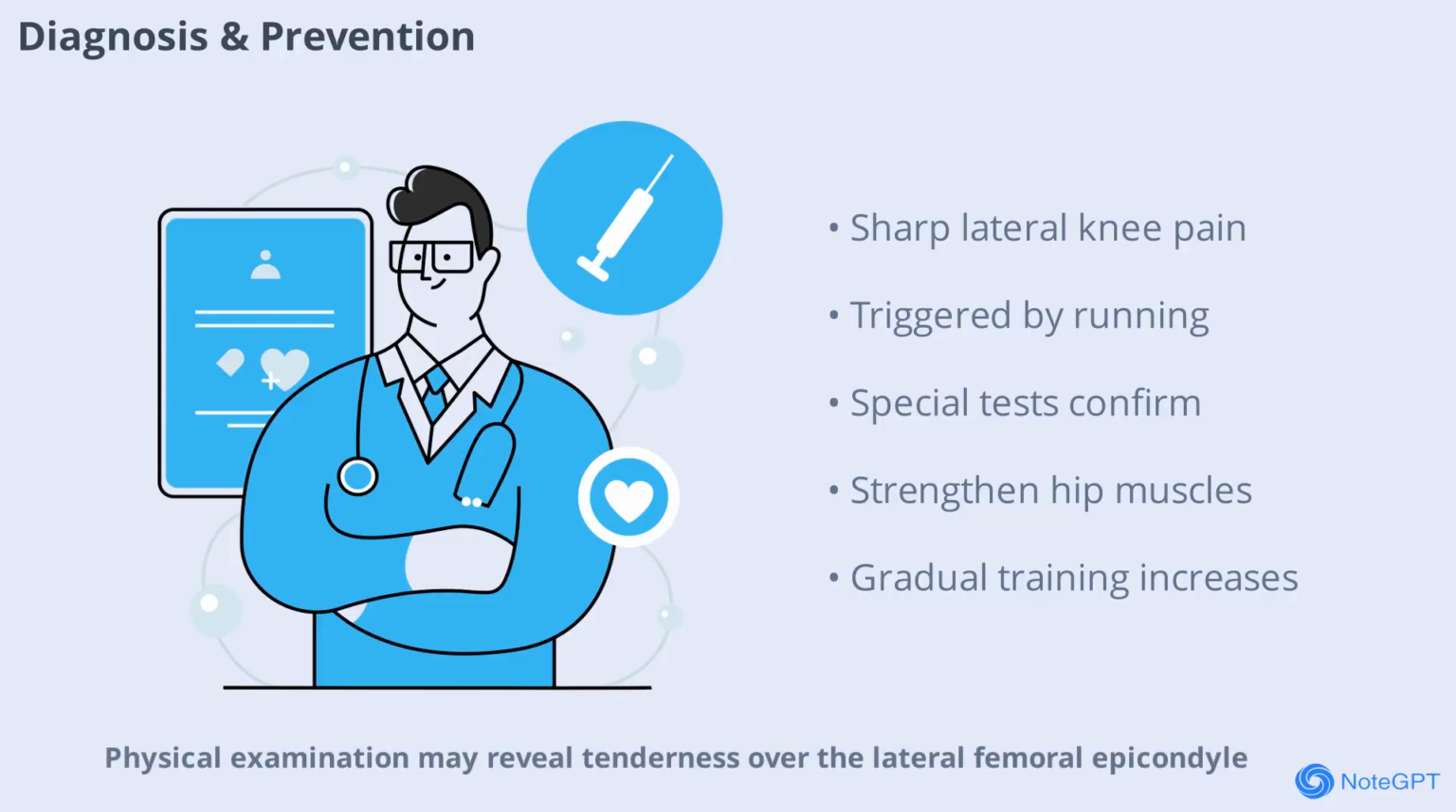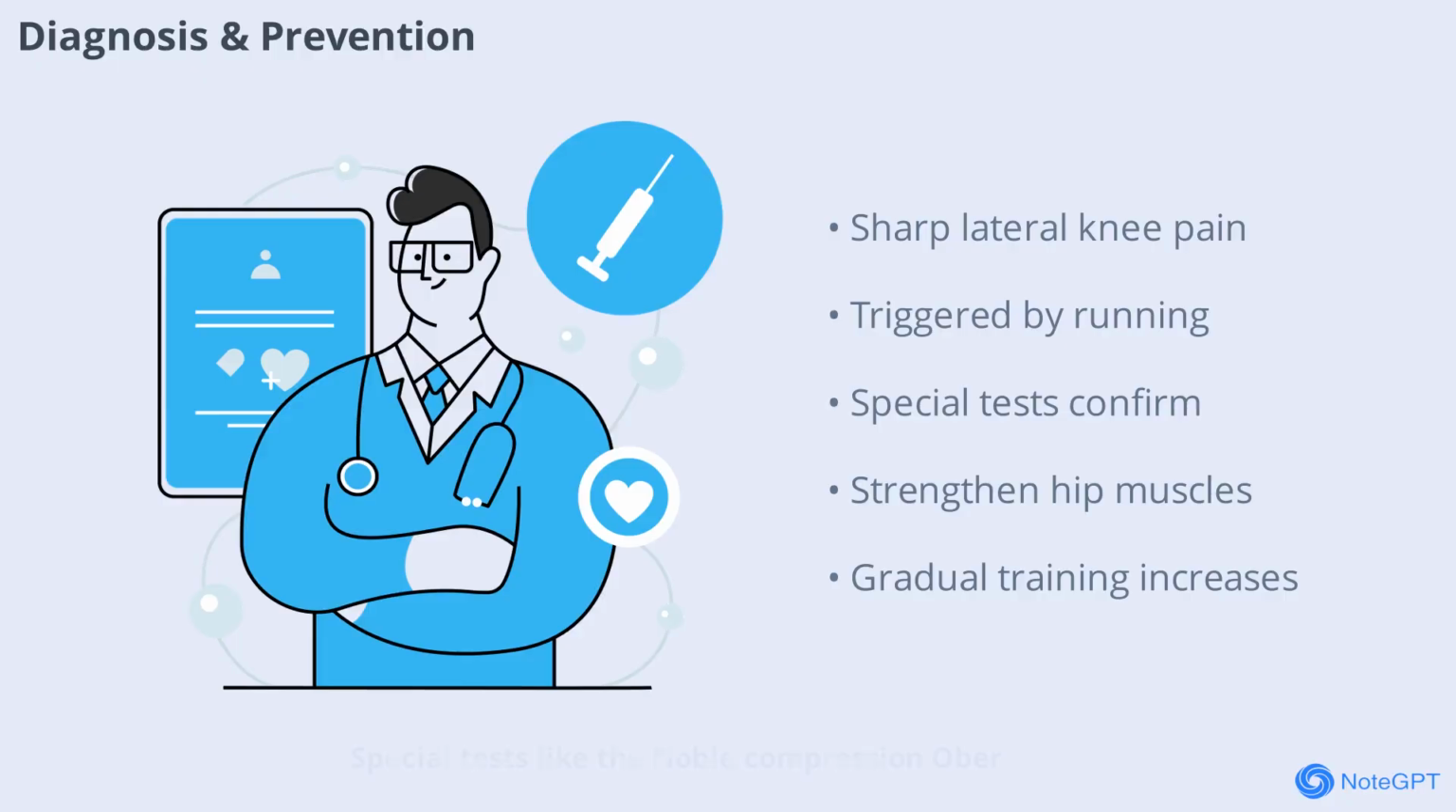Physical examination may reveal tenderness over the lateral femoral epicondyle, especially at 20-30 degrees of knee flexion. Special tests like the Noble compression, Ober and Thomas tests help confirm the diagnosis. Imaging is used primarily to rule out other conditions.